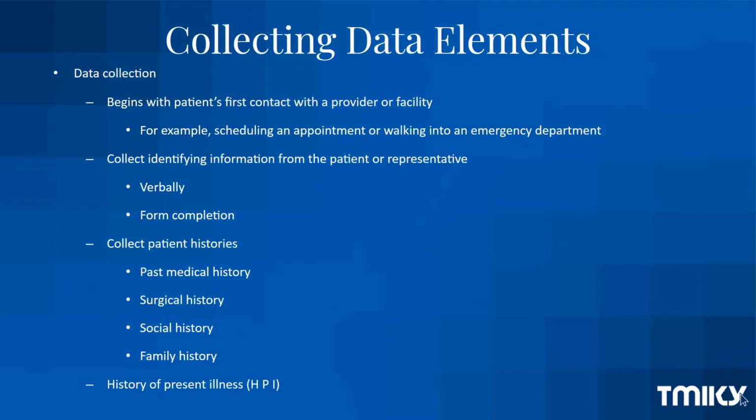Collecting data elements. Now, data collection begins when the patient first reaches out to the provider or facility. So when a patient calls to set up that first appointment, information and data has already started to be collected. Identifying information from the patient or representative can be obtained verbally or by having the patient fill out a form. With information like past medical history, surgical history, social history, and family history being some of the areas the provider will want more information about, as well as a history of present illness.